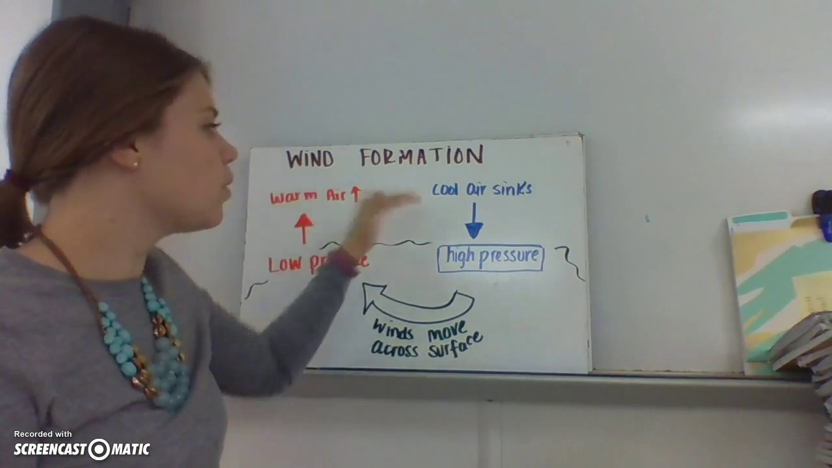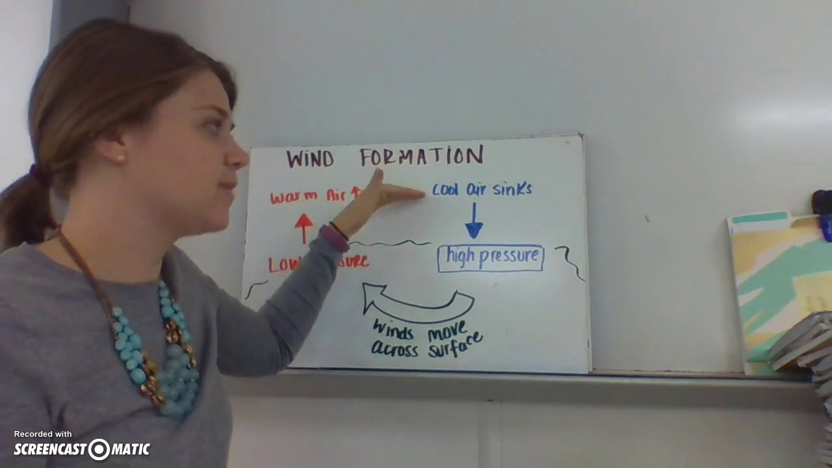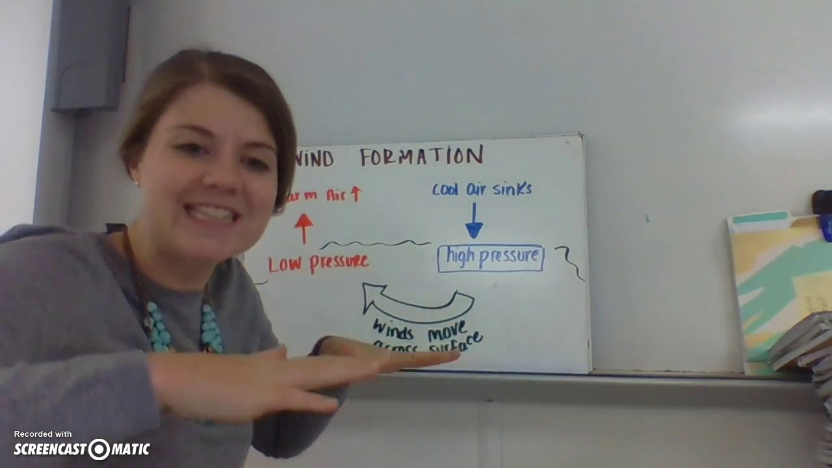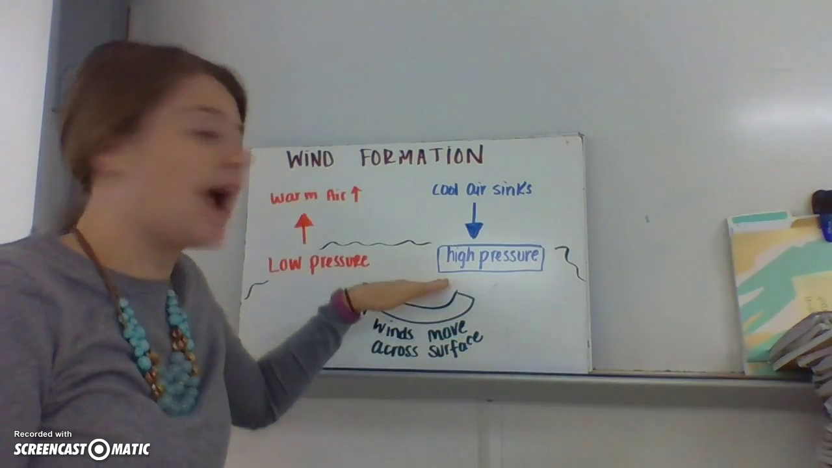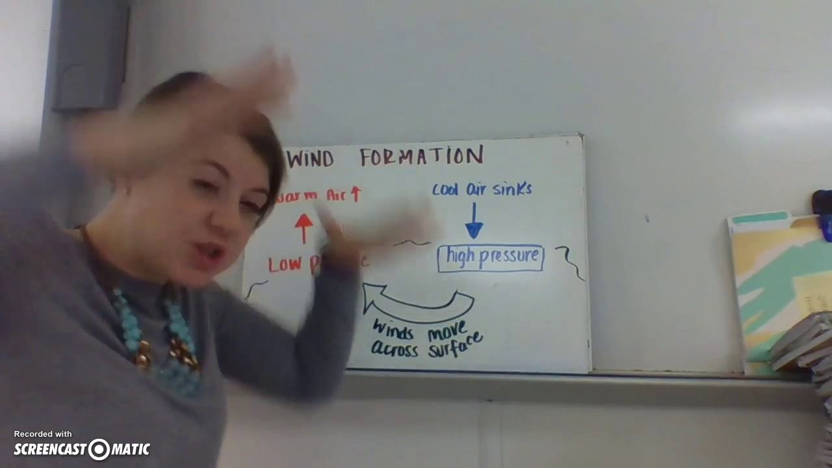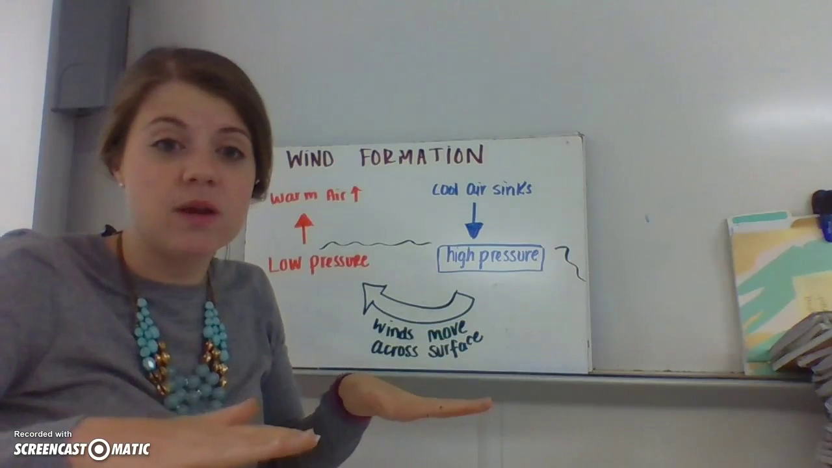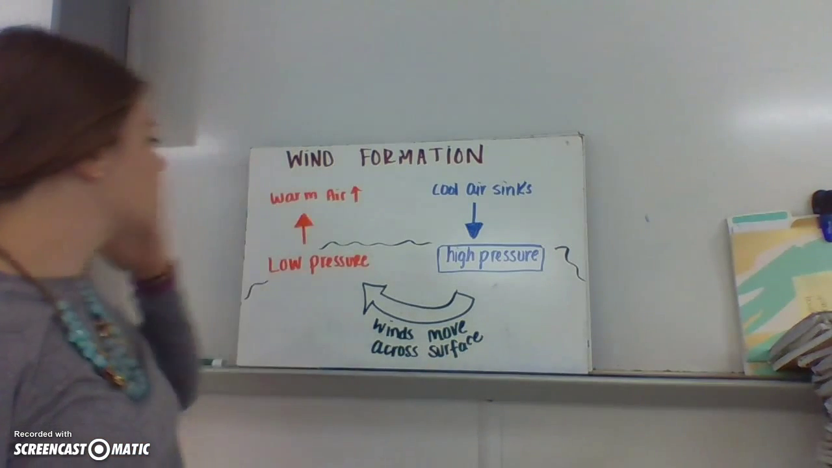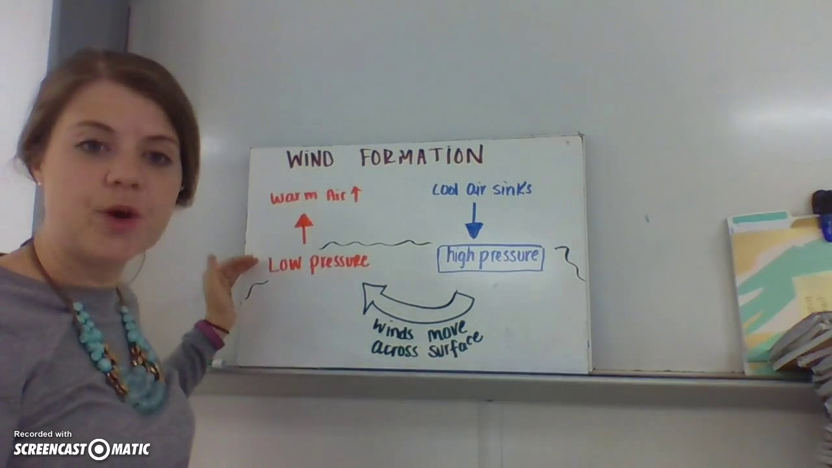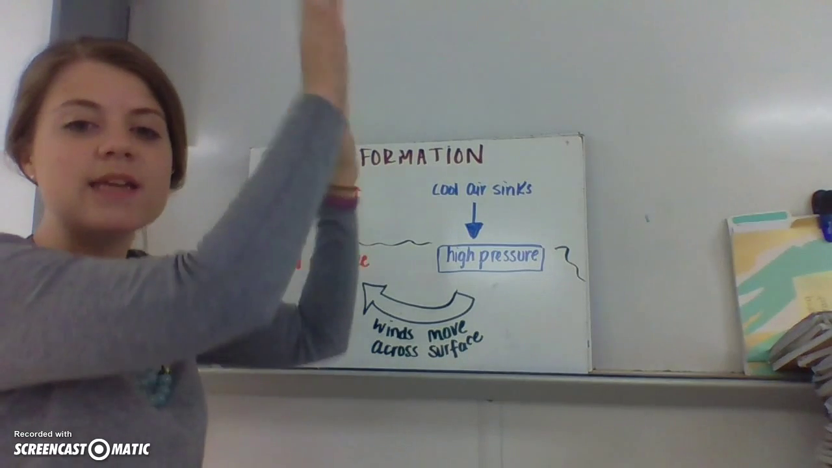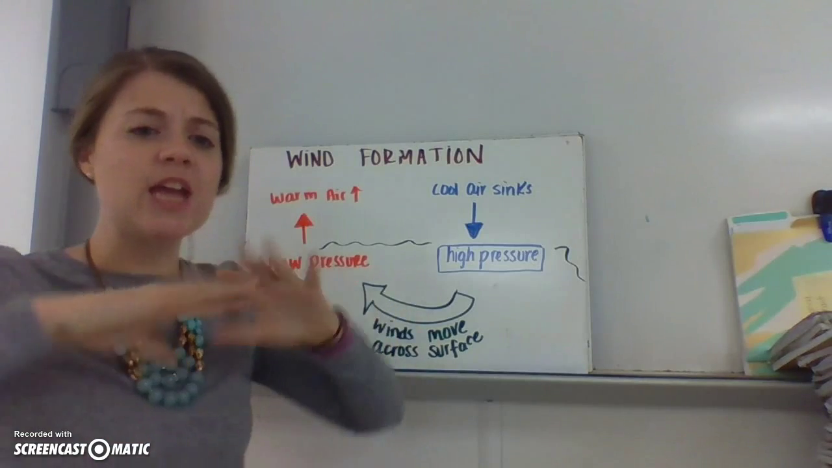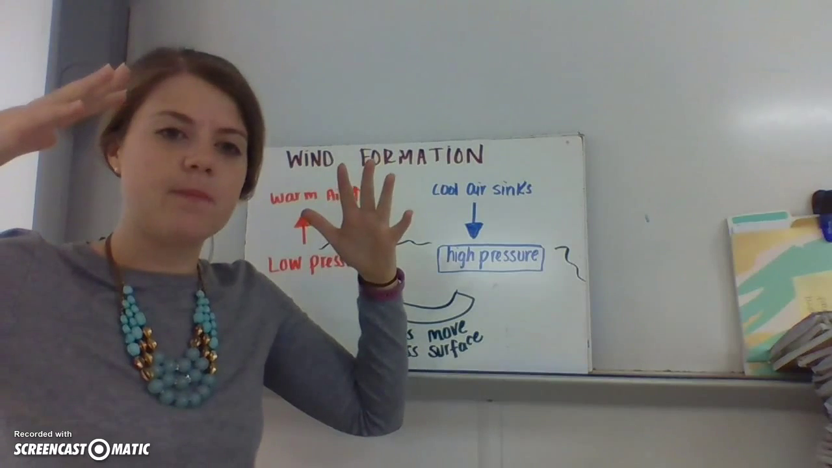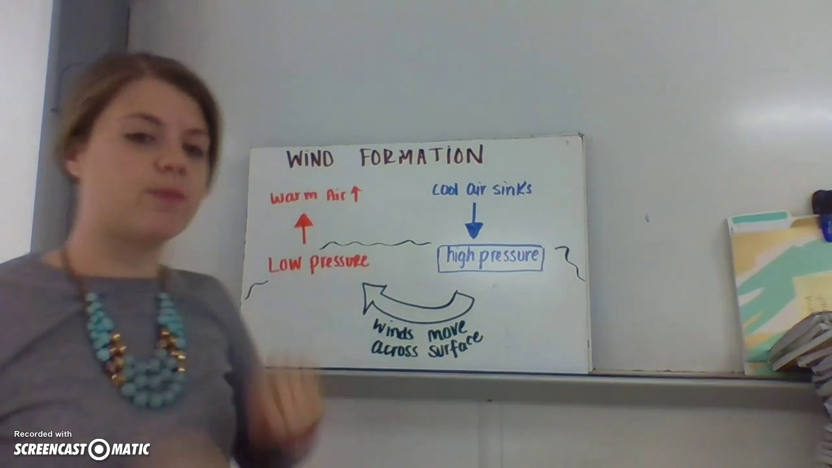So when that cool air sinks from the atmosphere and it's getting pushed down, making that air more dense, we're going to say that that is a high pressure system. If it's pushing all of that air down, that's going to create more pressure, correct? Yes. So then let's look over here. In a low pressure zone, that warm air is rising up and it's less dense, so there's less pressure pushing down. So we're going to have a low pressure zone.